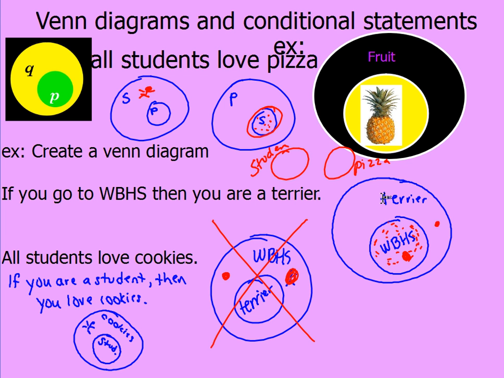There's no other option. So this picture where you have one circle inside of the other works for the if-then conditional statement. It also works if it says something about all. So all students love cookies. Well, you will put students and then cookies. The part that comes first is probably going to be the smaller part, because it's normally your hypothesis.